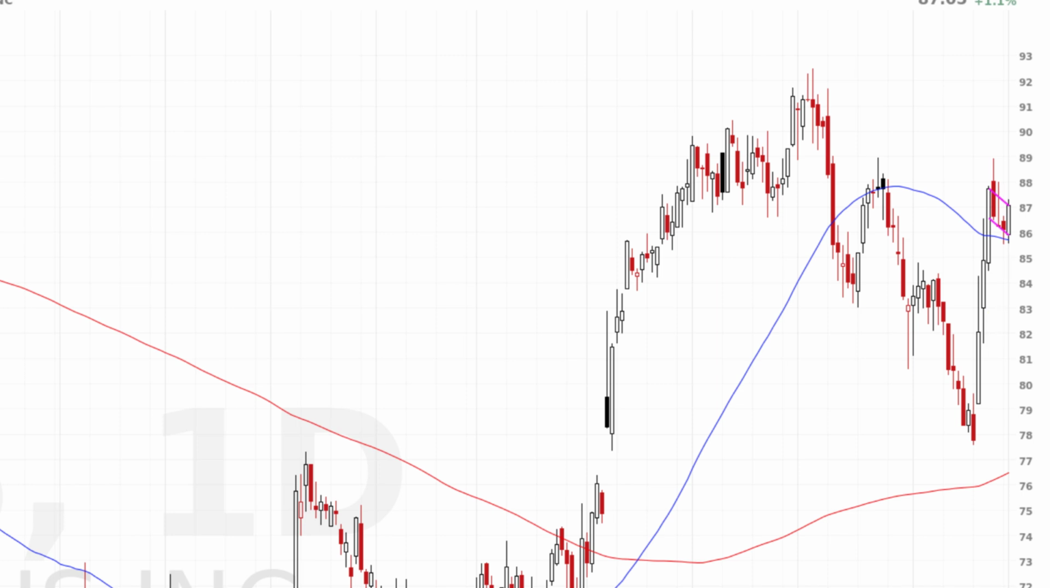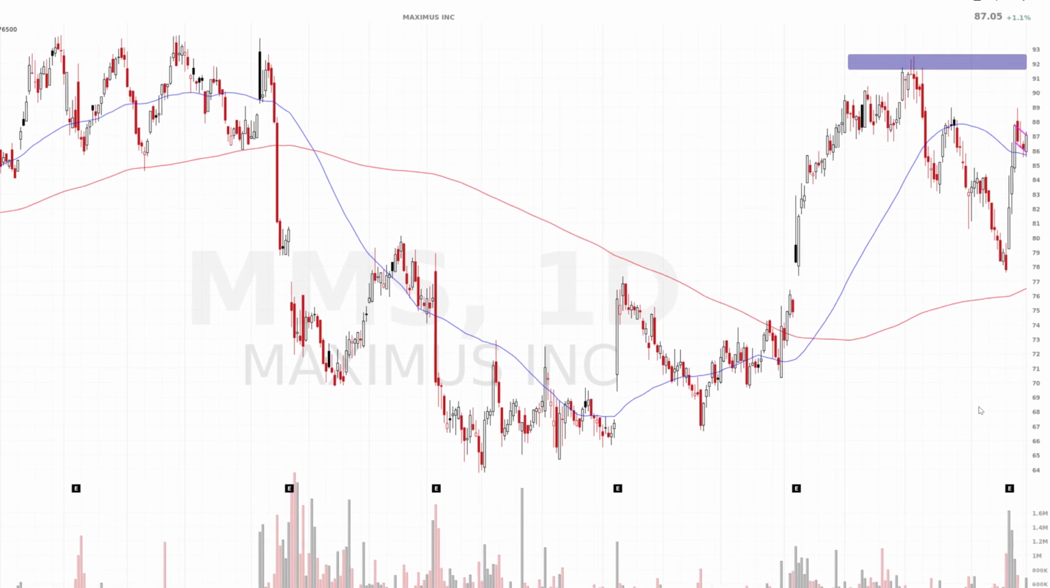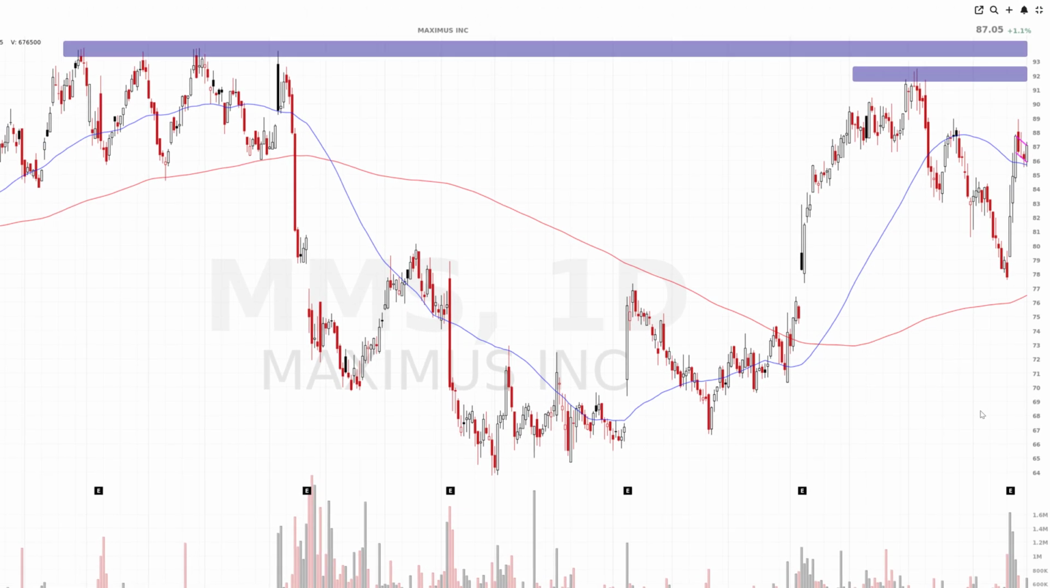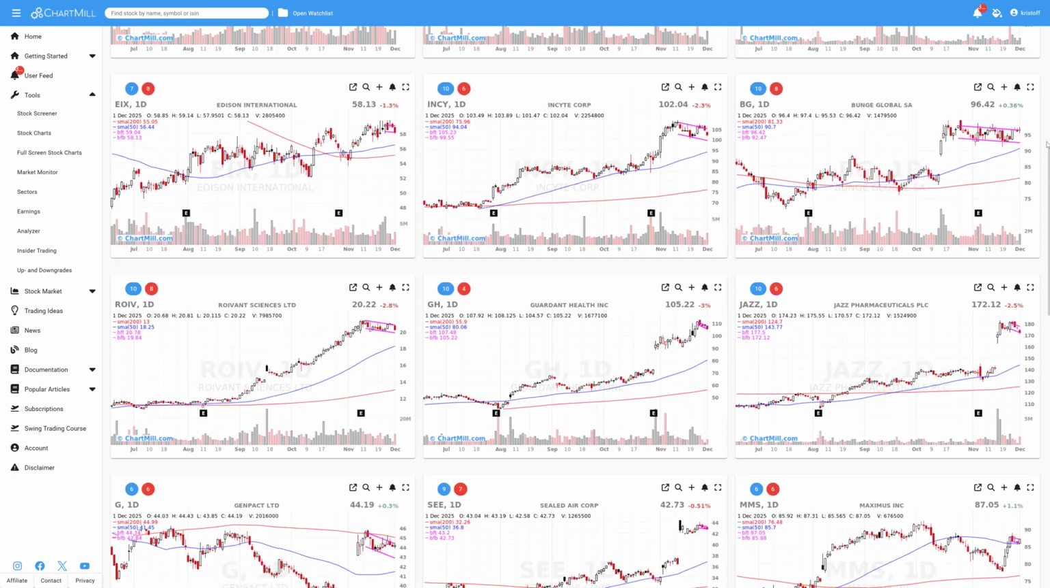Entry: above the high of the most recent candle. Stop loss: below the last swing low. First target: around $92. Above that, there's a strong resistance zone around $94. Using this workflow, you can quickly and efficiently find high-quality setups every day with a solid risk-reward ratio.